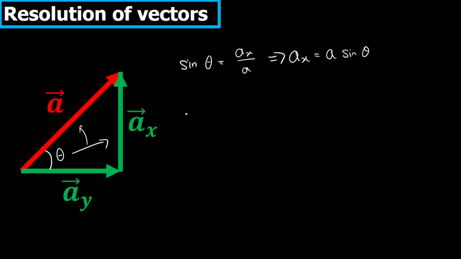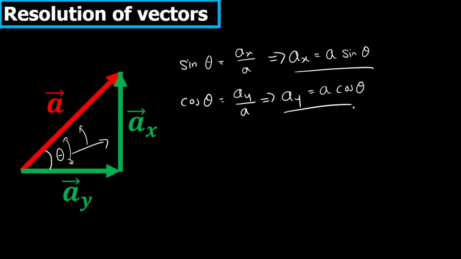Then how do I relate A to AY? I can use cos theta. Just to remind you, cos theta is going to be adjacent over the hypotenuse. So it's going to be AY over A. Rearranging it, I will have AY equals A cos theta. So now I have two equations that tell me exactly what the lengths of AX and AY are. And that's how you can apply trigonometry to break one vector down into two components. In 2D, you have two components. In 3D, you will have three components. Then the maths gets a bit more complicated, but that is not necessarily your concern at this moment.